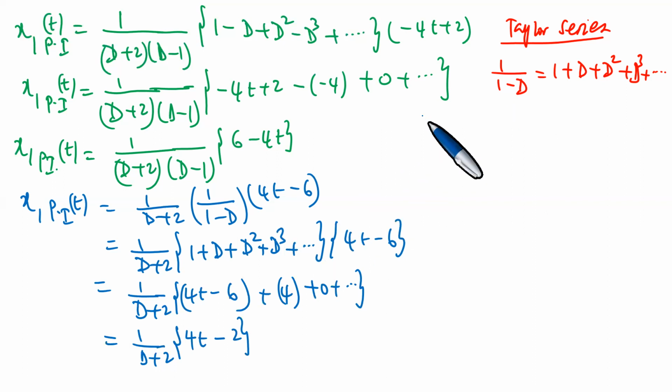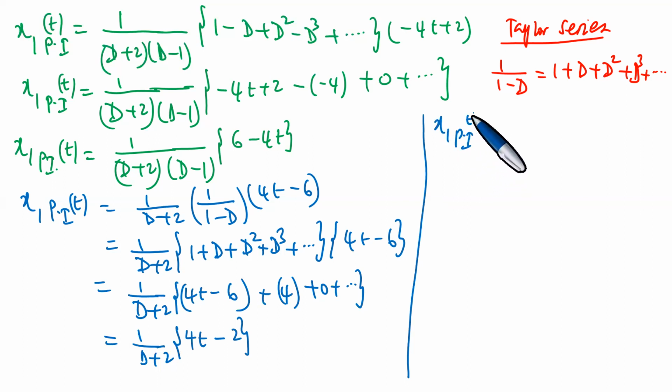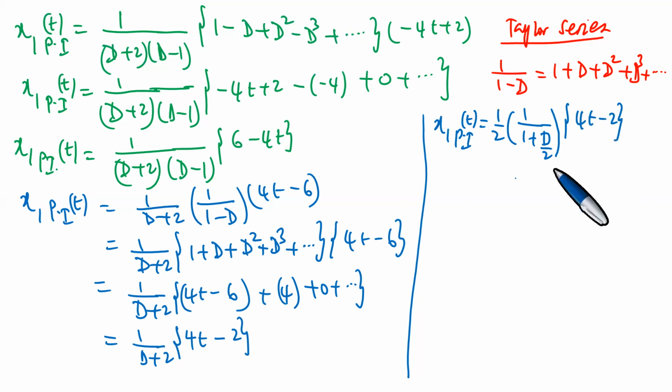So I'm going to just divide the board here. And you're gonna have x1 particular integral as a function of t. At this point, we can just pull out 2 from the denominator, giving us 1/2 into 1 over 1 plus d over 2, which is 4t minus 2.